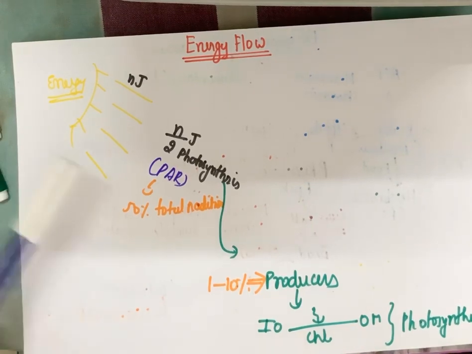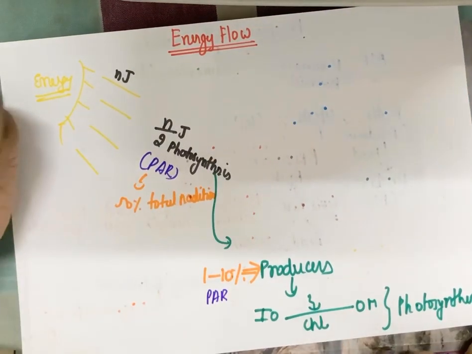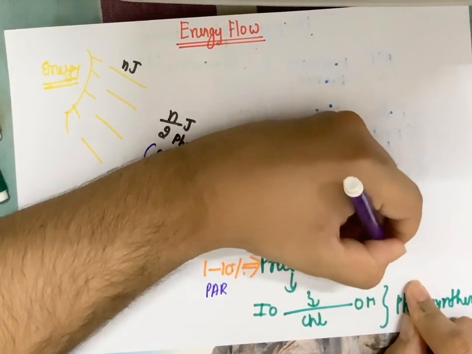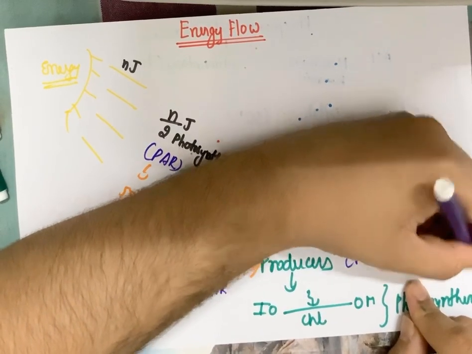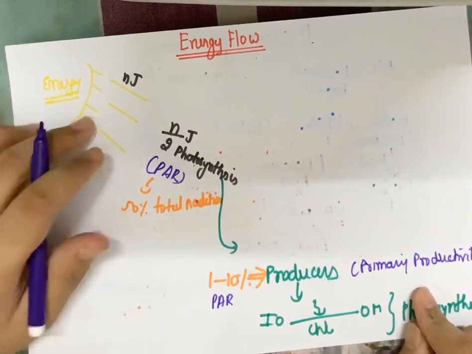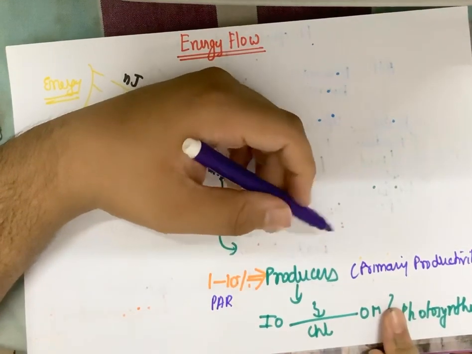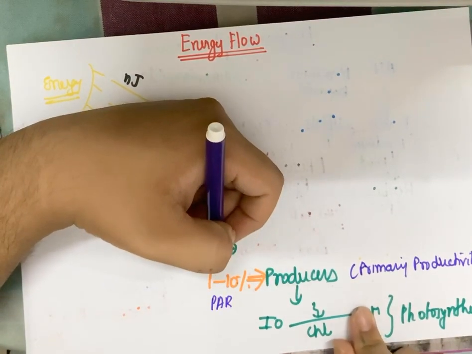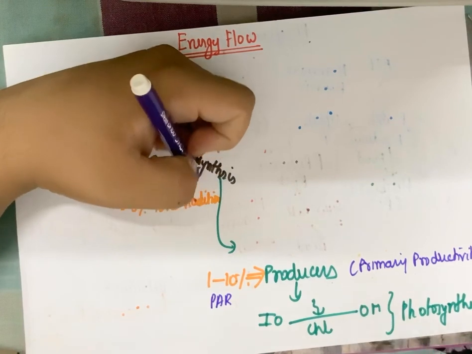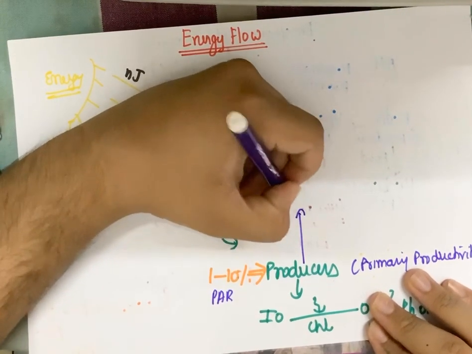Alright, so as I told you, 1 to 10% of PAR, photosynthetically active radiation, is taken up by the producers and they make food, and this process of course is called primary productivity. Again, we have a video on productivity, so please watch that for your reference. Now once the producers make this food, the energy, which is 1 to 10% of the photosynthetically active radiation and which is again a huge amount of energy, is transferred to the primary consumer.